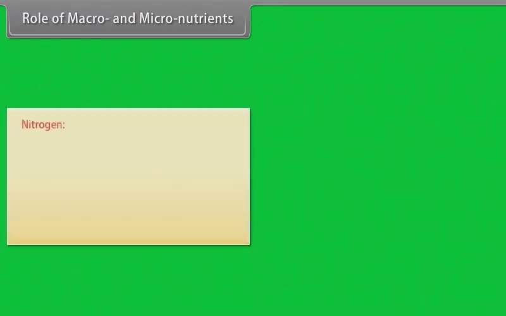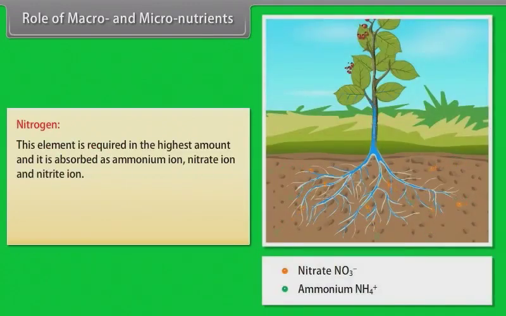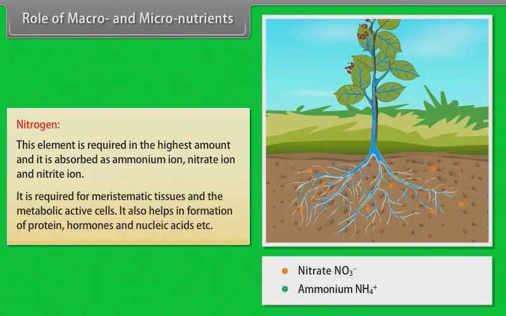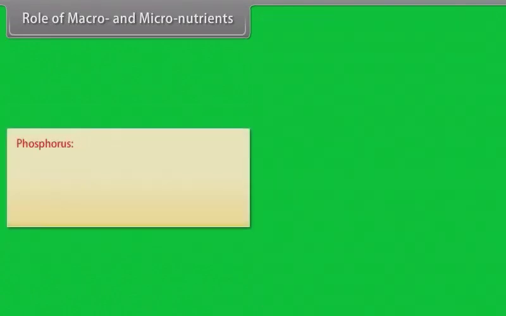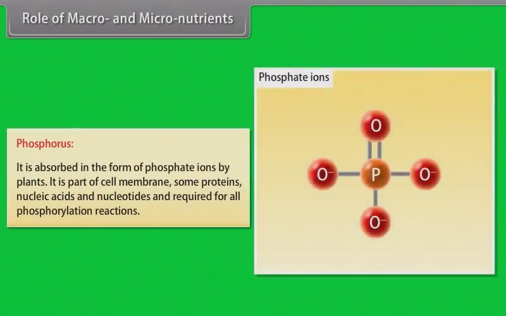Role of macro and micronutrients. Nitrogen. This element is required in the highest amount and it is absorbed as ammonium ion, nitrate ion, and nitrite ion. It is required for meristematic tissues and the metabolically active cells. It also helps in formation of proteins, hormones, and nucleic acids, etc. Phosphorus. It is absorbed in the form of phosphate ions by plants. It is part of cell membrane, some proteins, nucleic acids, and nucleotides, and is required for all phosphorylation reactions.